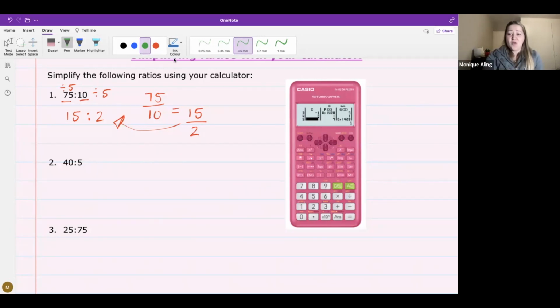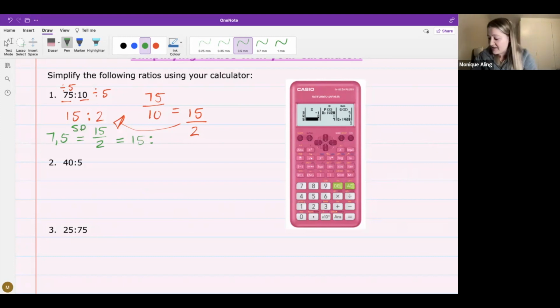Okay, so we get all the answers all mixed up here. So I just want to quickly go back to question 1. A lot of you said 75 divided by 10, and you got 7,5 in your calculator. If you press the SD button after that decimal, you get 15/2. At the end of the day, we want to get a fraction as our answer so we can put it back into ratio form. So if you've got 7,5, press the SD button.